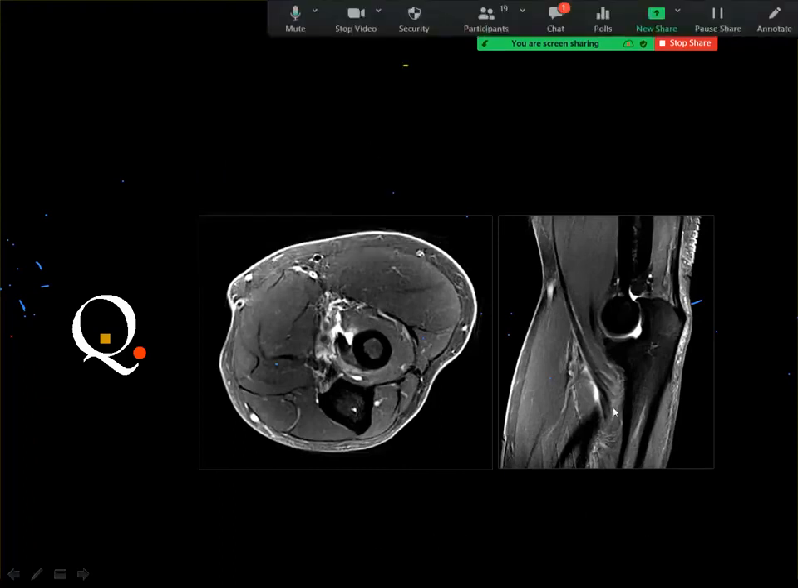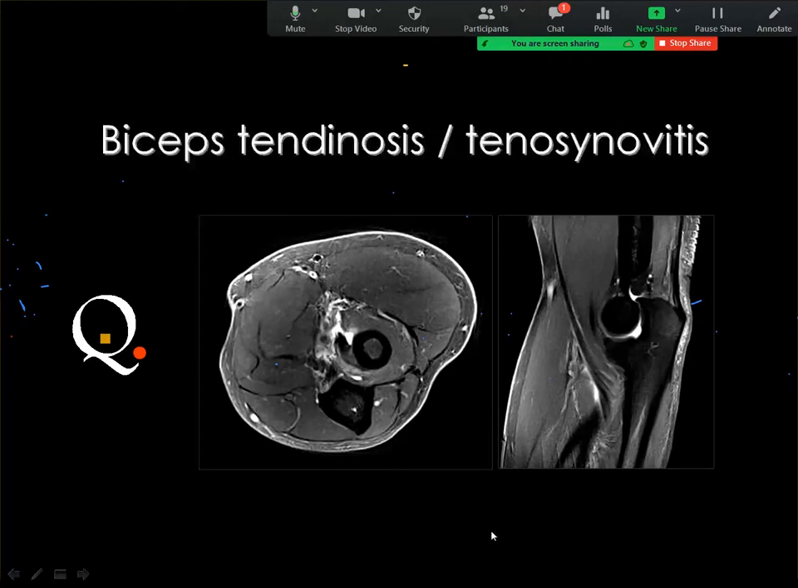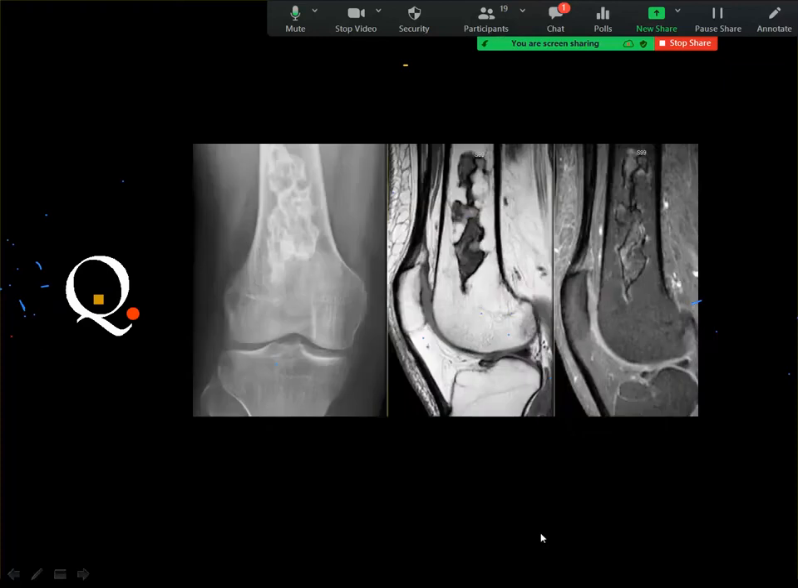And you remember that if the biceps tendon is torn, it will be retracted up in the arm with a wavy outline and so on. But this tendon has reached its attachment in the radius, but there is some abnormal signal and some fluid around the tendon, which indicates tendinitis or tendinosis, but not a tear of the biceps tendon. Okay, next case.